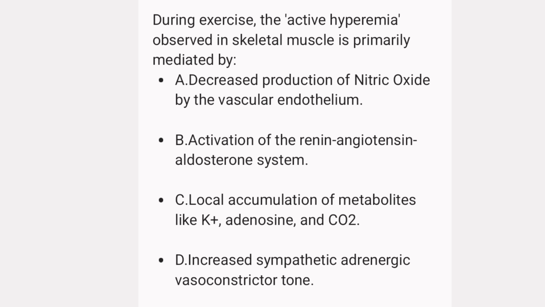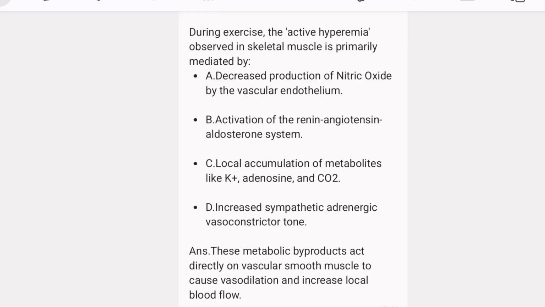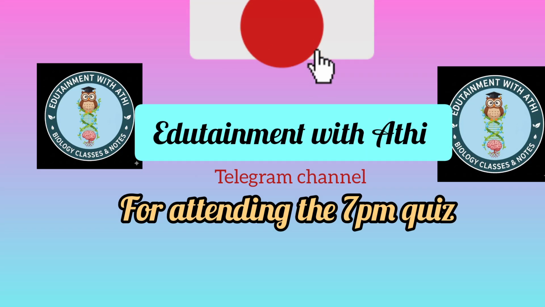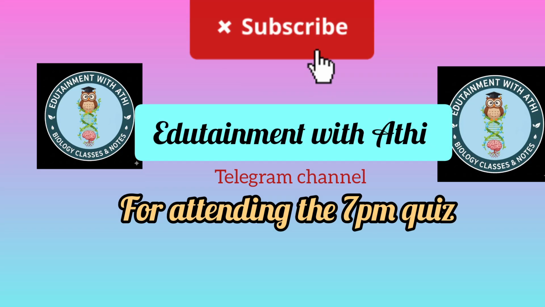Here the question is about active hyperemia observed in skeletal muscles during exercise, and the answer is option C. Local accumulation of metabolites like K+, adenosine and CO2. And the explanation for this is that these metabolic byproducts act directly on vascular smooth muscle to cause vasodilation and increase local blood flow. I hope these questions helped you to clarify the complexities of the cardiovascular system.